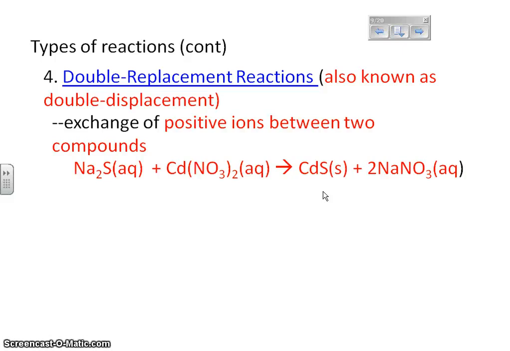So here we have an example, Na2S plus CdNO3. You have a double replacement reaction, and that is where the Cd swaps with the Na. Okay? And then the last reaction type is called the combustion reaction.